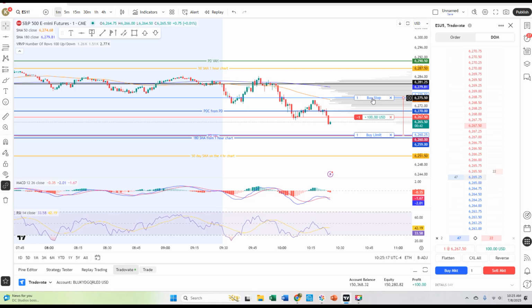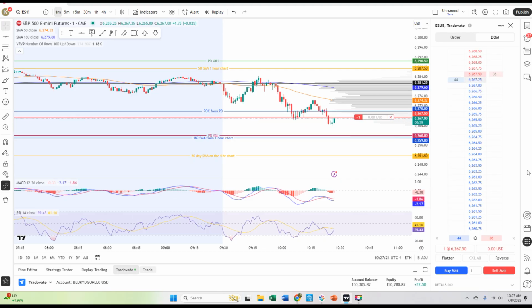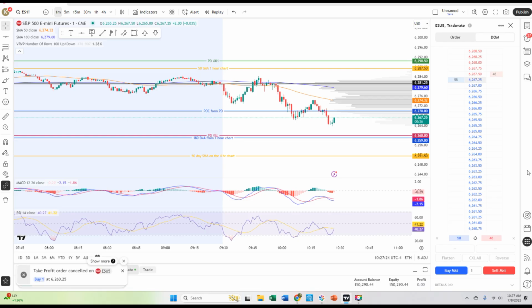And since it's already dropped down quite a bit, I think let's go ahead and lock in some of that profit. It doesn't hurt to get stopped out at no loss, but it does hurt to lose. So it looks like I'm going to get stopped out at no profit. All right, let's see how far up it goes.